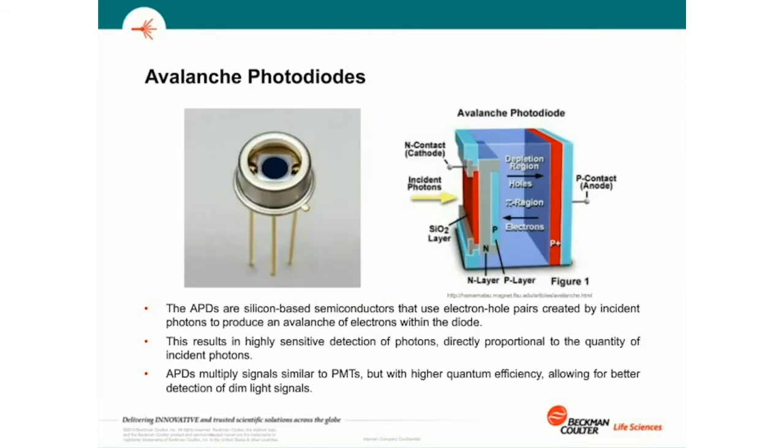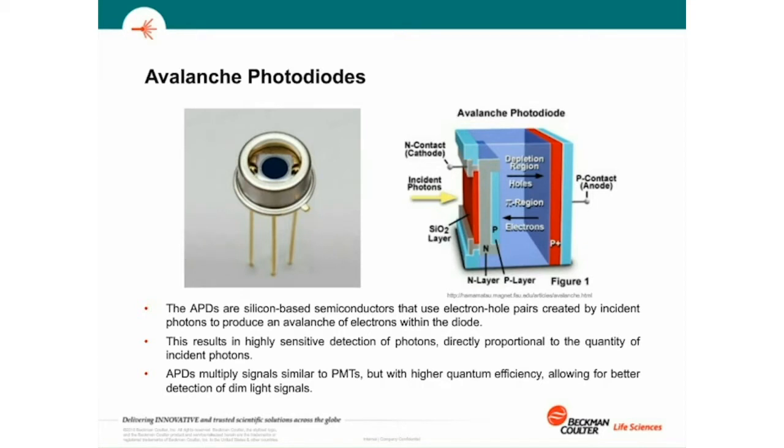This is combined with Avalanche Photodiodes. Avalanche Photodiodes are silicon-based semiconductors that use electron hole pairs created by incident photons to produce an avalanche of electrons within the diode. This results in a highly sensitive detection of photons, which is directly proportional to the quantity of incident photons. APDs multiply signals similar to photomultiplier tubes, but with higher quantum efficiency, allowing for better detection of dim signals.